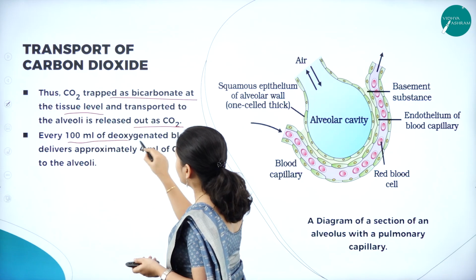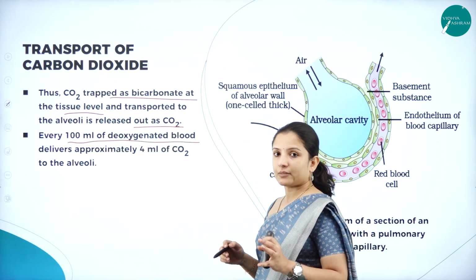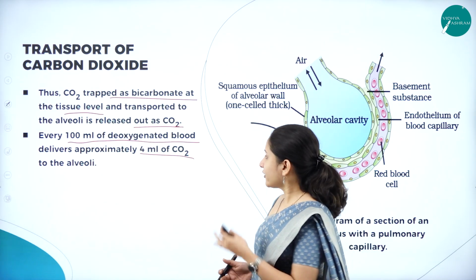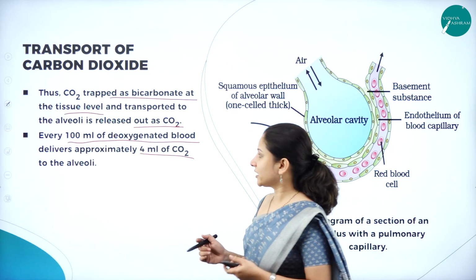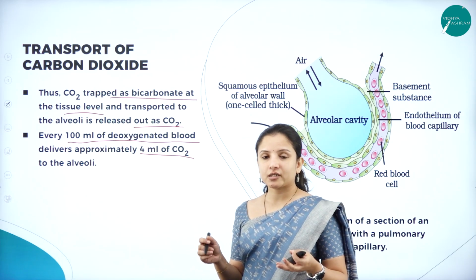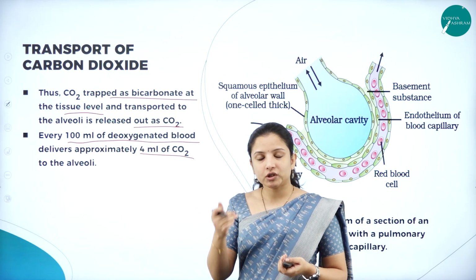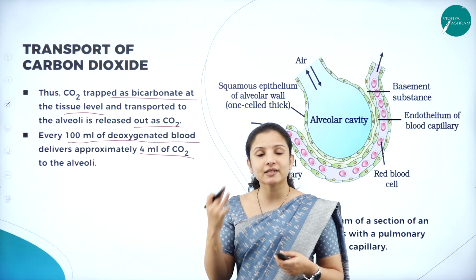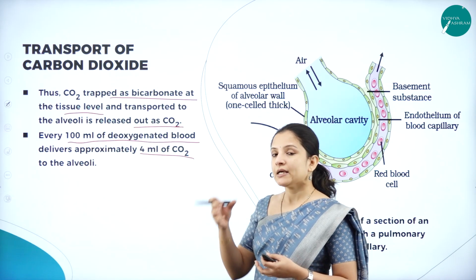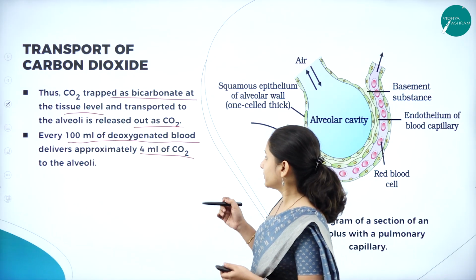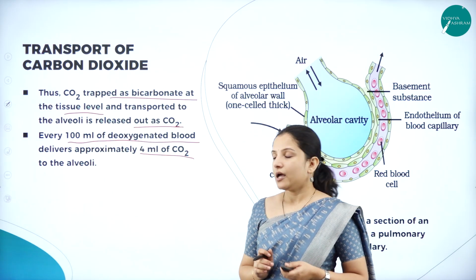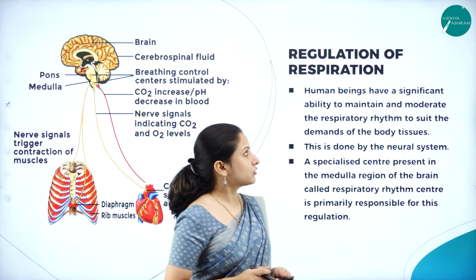Every 100 ml of deoxygenated blood delivers approximately 4 ml of carbon dioxide to the alveoli. Why is it called deoxygenated blood? Because it does not contain the oxygen; it has deposited the oxygen in the tissues and is empty to carry the carbon dioxide from the tissues to the lungs. So every 100 ml of that deoxygenated blood is capable of delivering approximately 4 ml of carbon dioxide to the alveoli. So this is about the transport of gases.